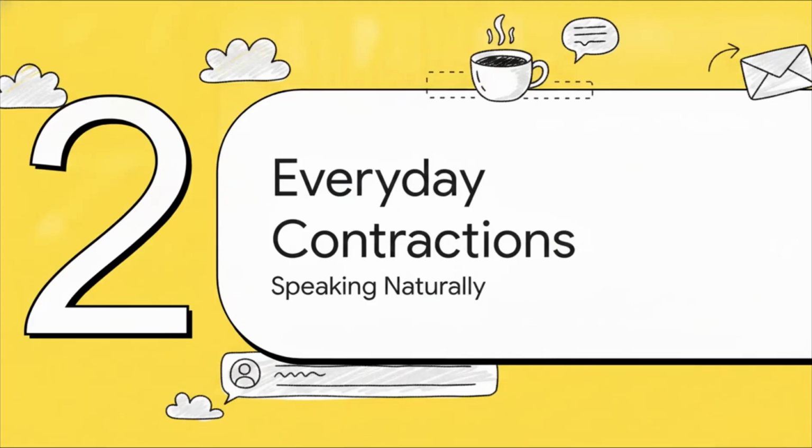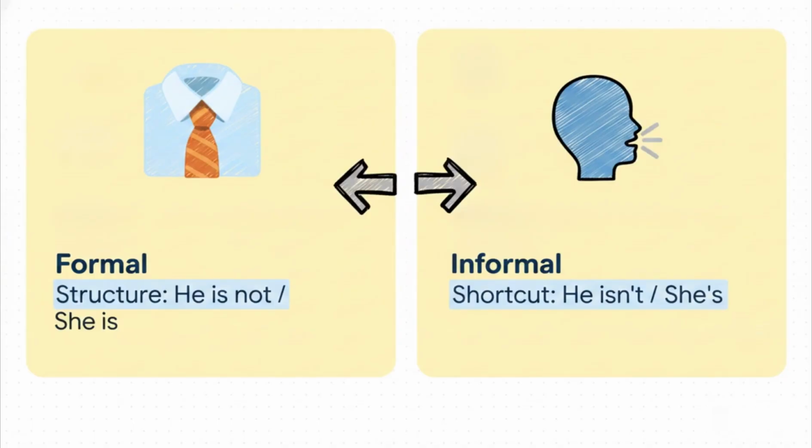Moving right along to section 2, mastering everyday contractions, speaking naturally. Well, here is the crucial difference between sounding like a textbook and sounding like a real person. In a formal essay or a strict business email, you'd use the full structure. He is not, she is. But in everyday spoken English, we use a shortcut. We squish the words together.